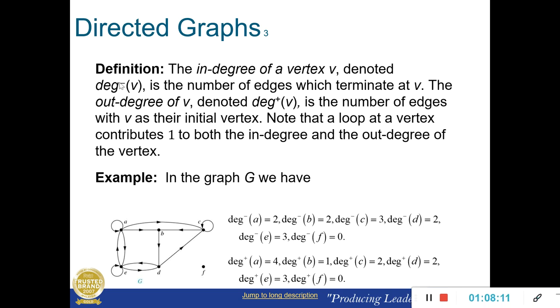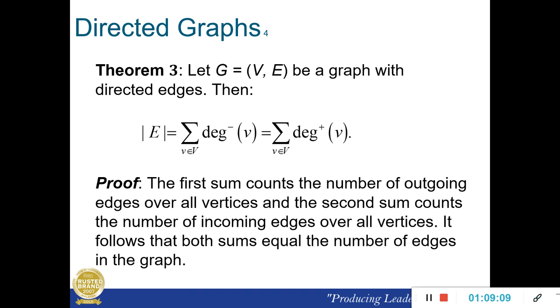Let's see this example. Total summation of in-degree: 2 plus 2 plus 3, 7, 7 plus 2, 9, 9 plus 3, 12. So the outgoing must also be 12. 4, 1, 5, 5 plus 2, 7, 7 plus 2, 9, 9 plus 3, 12. 12 is equal to 12. In-degree meaning terminating at that vertex, outgoing meaning starting at that vertex, the initial point. So 12 and 12, it follows the rules of theorem 3.